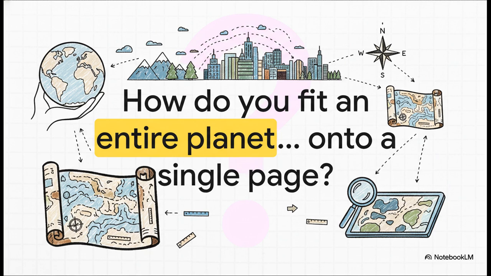How on earth do you take our massive, round planet and shrink it down so it fits on a piece of paper or a screen? Well, it turns out the answer is a single, super powerful concept, and it's the key that unlocks every single map you will ever see.